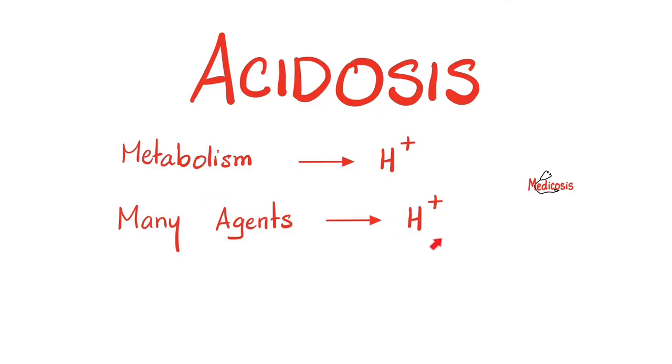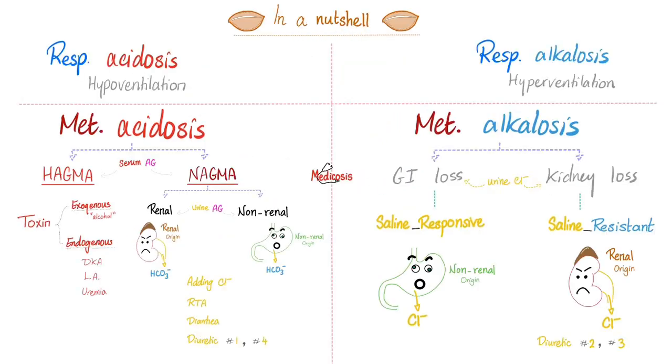Many agents produce protons in your body, which causes acidosis, in addition to your normal day-to-day metabolism, which also secretes protons. Acid-base imbalances in humans include respiratory acidosis, respiratory alkalosis, metabolic acidosis versus metabolic alkalosis. You have 4 conditions. Then the metabolic acidosis is divided into HAGMA or NAGMA. This is high anion gap metabolic acidosis, and this is normal anion gap metabolic acidosis. As for the metabolic alkalosis, it's divided into 2 types, saline responsive and saline resistant.